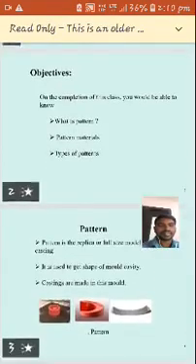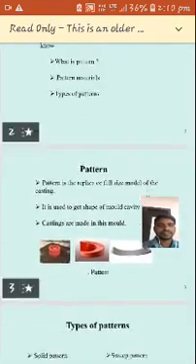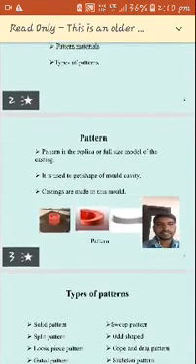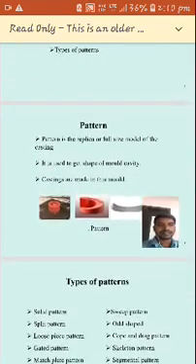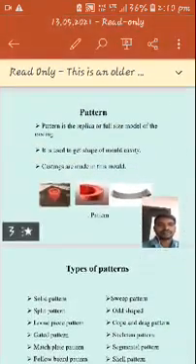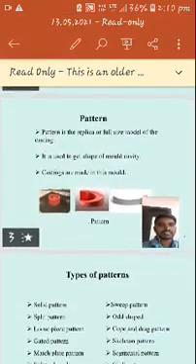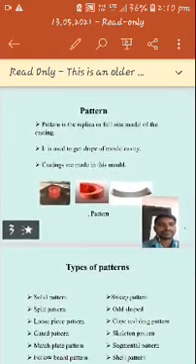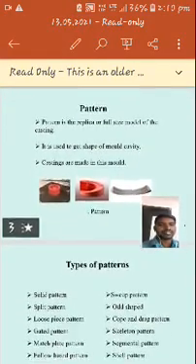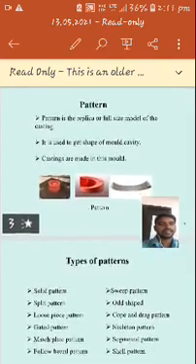Pattern material and types of patterns. Coming to the pattern: a pattern is a replica or full-size model of the casting. It is used to get the shape of the mold cavity, because the castings are made in the mold.